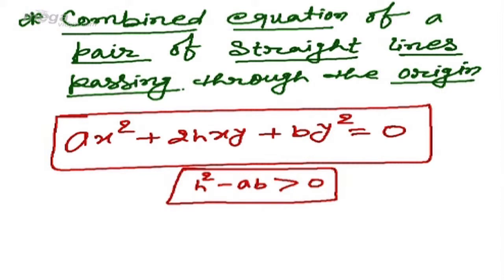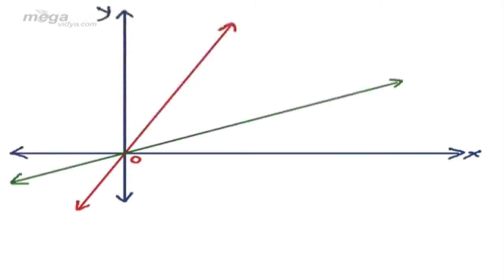And what will be the figure of the straight lines whose equation is written in this form? Is it possible every time that this equation always represents a pair of straight lines, or do we need some condition? So student, here I'm just drawing the figure. You can see this is the x-axis, y-axis, and these are two lines passing through the origin.